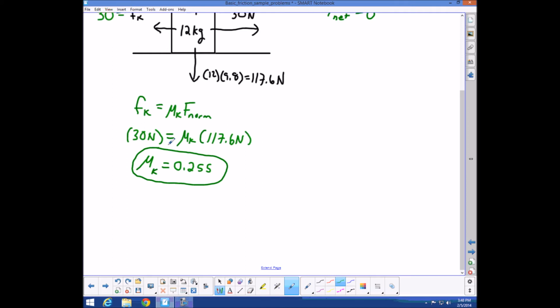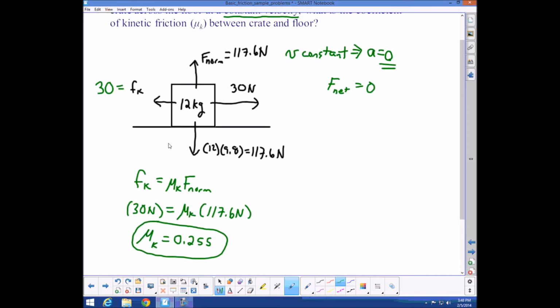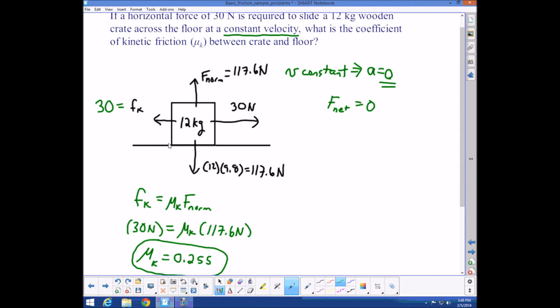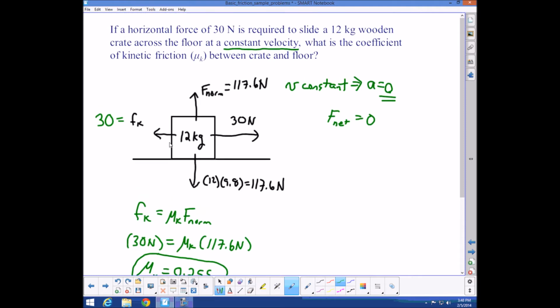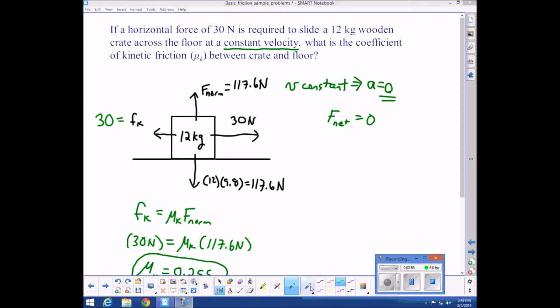Again, this is a very basic problem. It's very common to be looking at these problems where it's moving at a constant velocity to see if you catch that. That means that the net force is 0. But then as you go through this, it turns out to be a very simple problem in solving for the coefficient of friction.